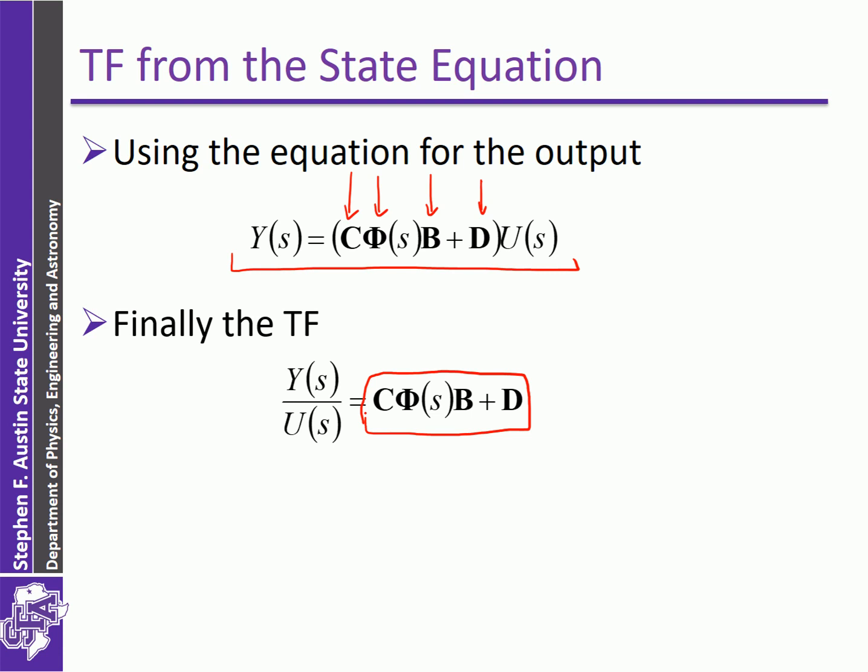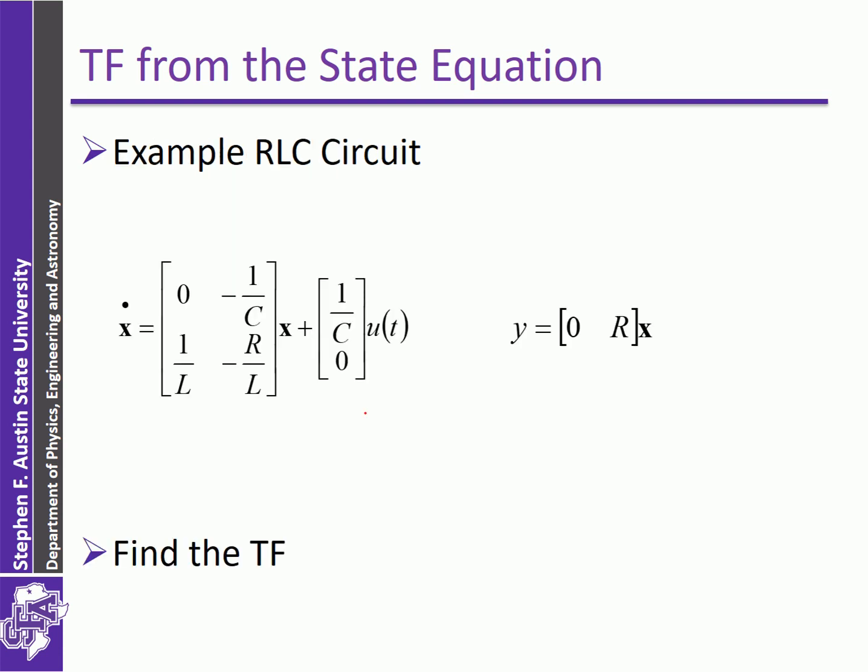So as an example, let's work with the RLC circuit that we have been working with for a while now. We know from previous problems that the state equation for the RLC circuit is given like this, where this represents our matrix A, this represents our vector B, this represents the vector C, and in this case we don't have a vector D.